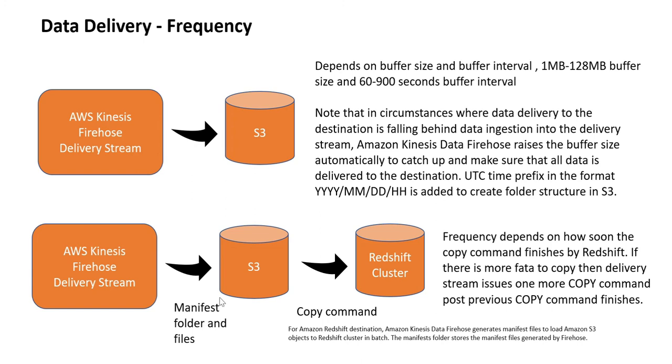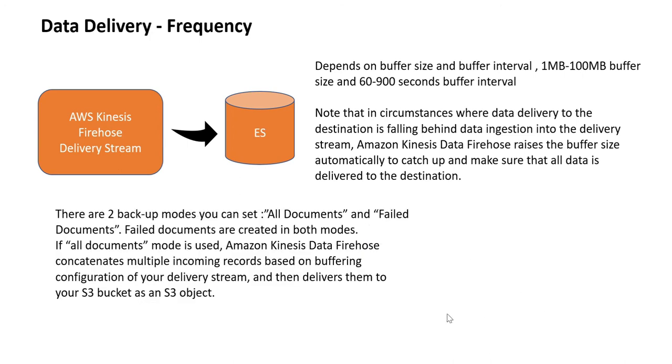And these files are stored in a manifest folder, and these are called manifest files because this is used for temporary purpose to finally send it to Redshift cluster. So just remember this term manifest. If you are sending the data to Elasticsearch, that again depends on the buffer size and buffer interval. In this case, the buffer size is 1 MB to 100 MB and the buffer interval is 60 to 900 seconds. So here also, if the stream has to catch up, then it will increase the buffer size automatically to catch up and make sure that all data is delivered to the destination.